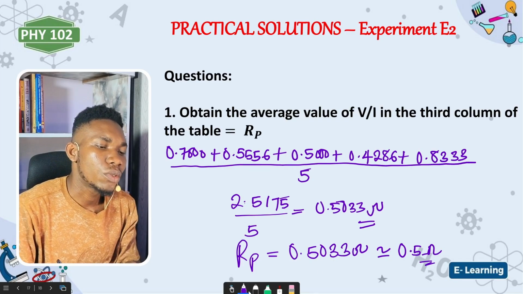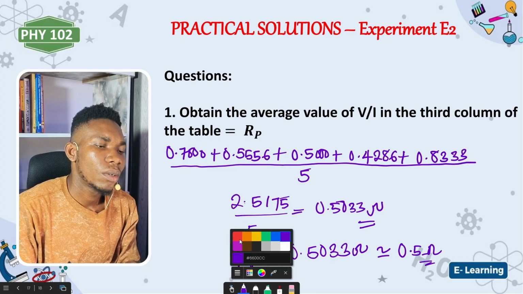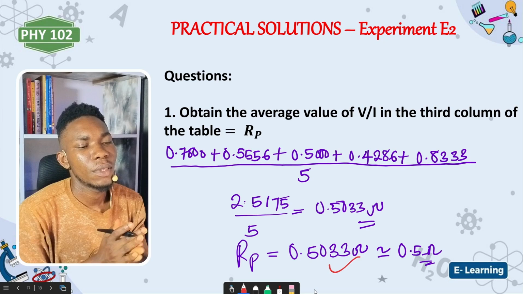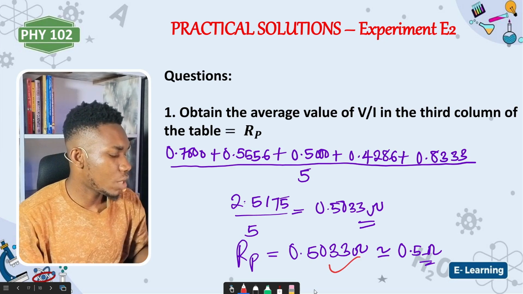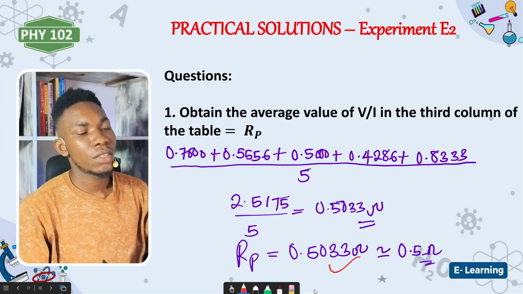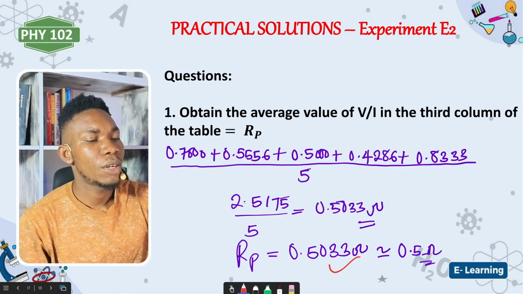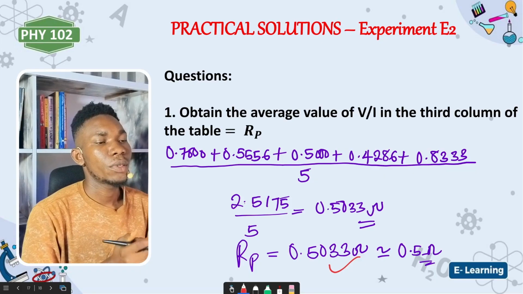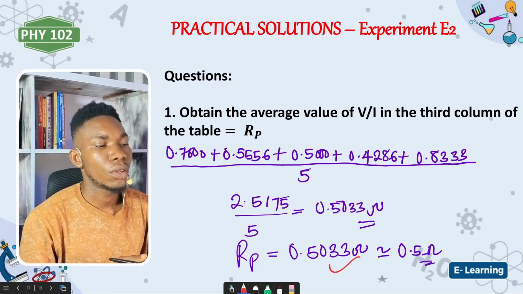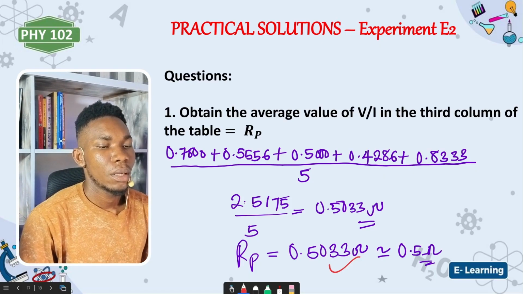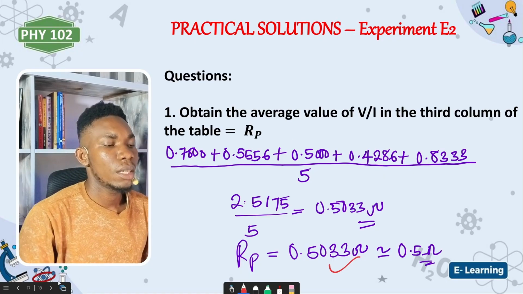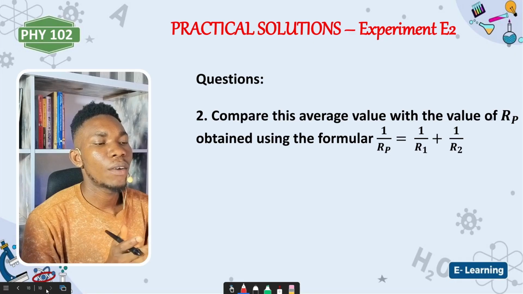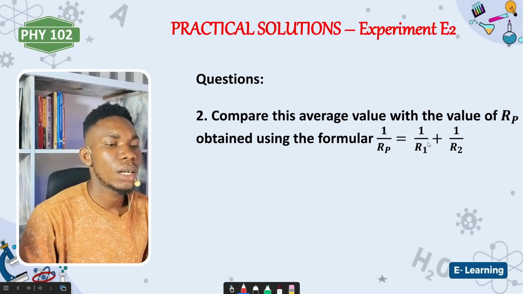But this is what you should write in your manual. All right, 0.5033. It depends on the result you actually got. It's not necessary that you must write what every other person got as their answer. You write the result you obtained based on your experimental value. All right? So what do you think is the next one? Compare this average value with the value of RP obtained using the formula.